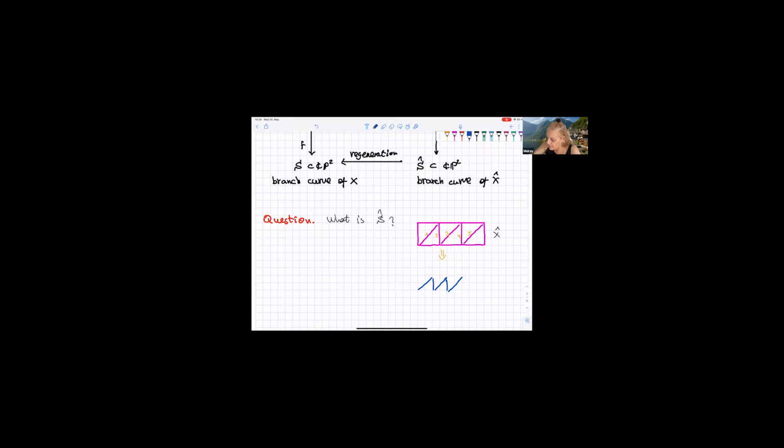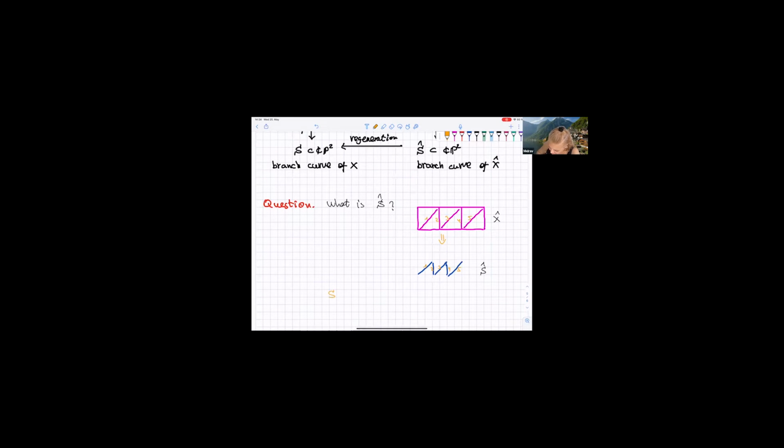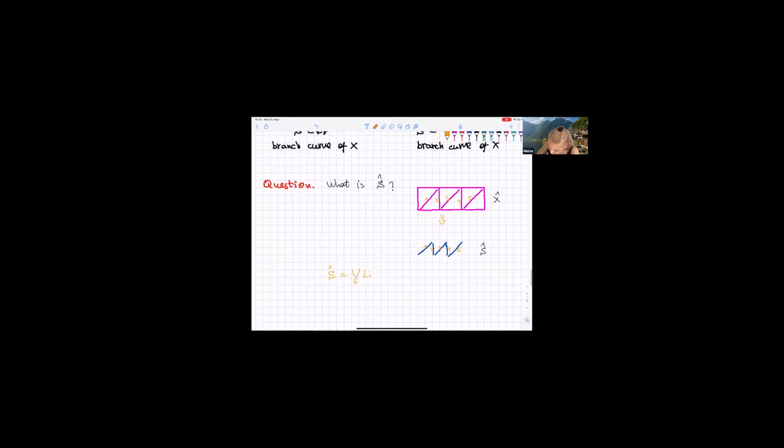So actually, I can also enumerate the lines here. These are the images of the edges above, and we see that S hat is a union of 5 lines. So it means that S hat is a line arrangement. And this is something very interesting by itself, also to investigate line arrangements. It's very interesting.